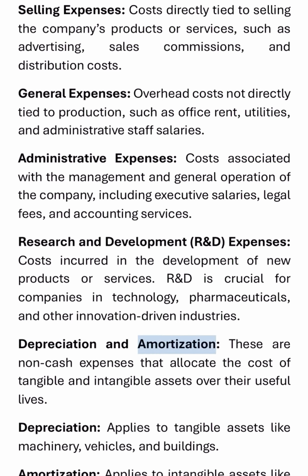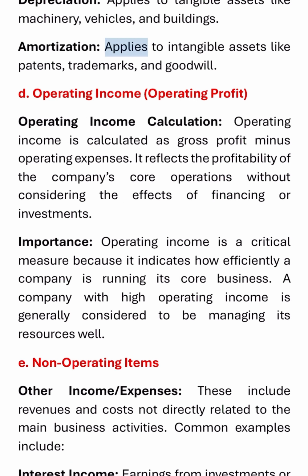Depreciation and amortization. These are non-cash expenses that allocate the cost of tangible and intangible assets over their useful lives. Depreciation applies to tangible assets like machinery, vehicles, and buildings. Amortization applies to intangible assets like patents, trademarks, and goodwill.